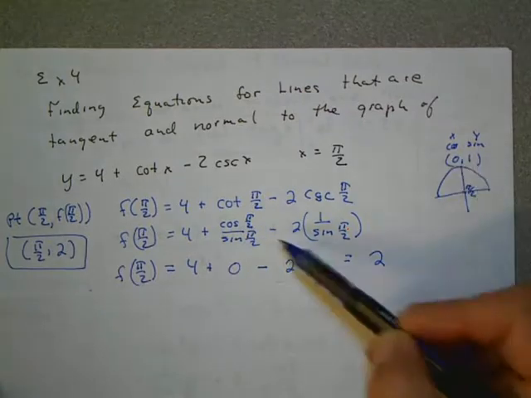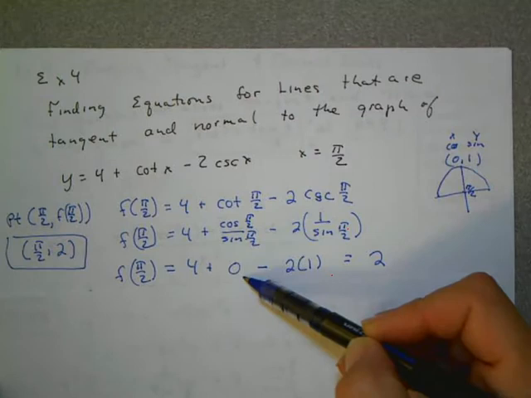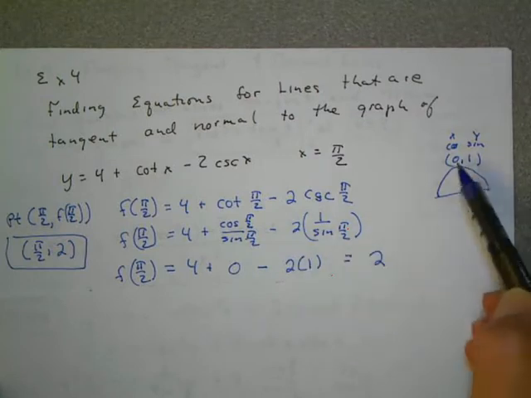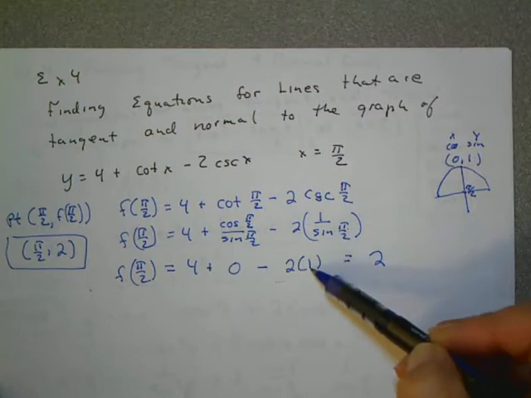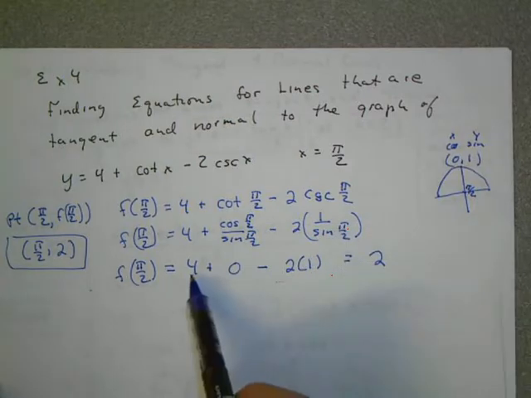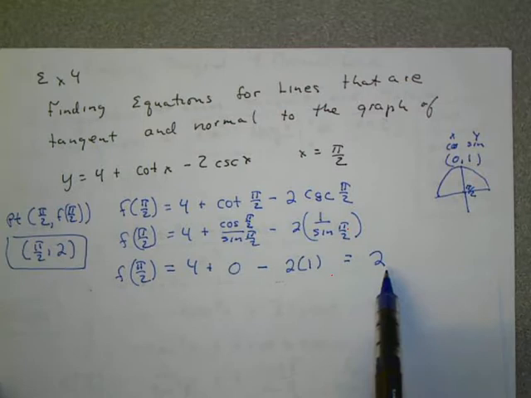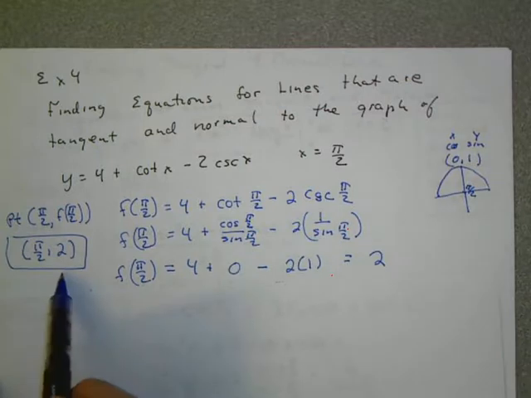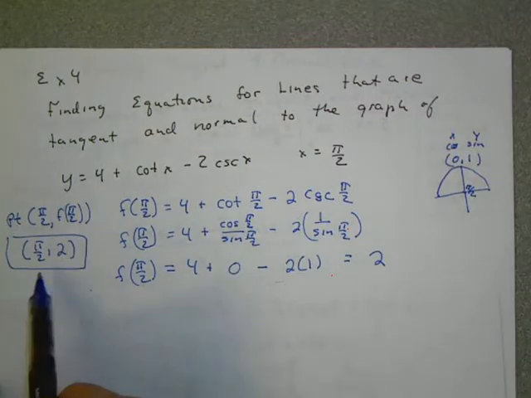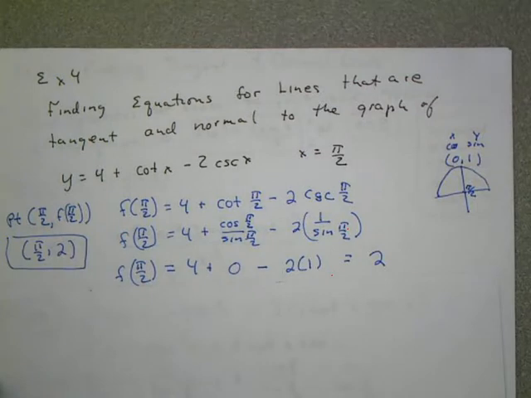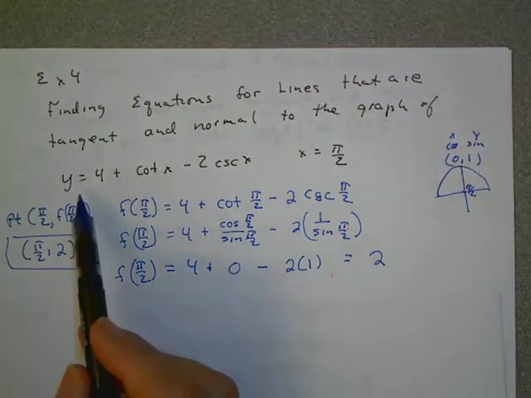Now this becomes real easy, because the cosine is 0 and the sine is 1. So here I just have 0 over 1, or 0. And I have 2 times 1 over the sine of pi over 2, so 1 over 1, so 2 times 1. So this evaluates to 4 minus 2, which is 2. So I have a point on this function, (pi over 2, 2). I'm halfway to finding my line. Now I need to find the slope. To find the slope, I need to take the derivative of this function.